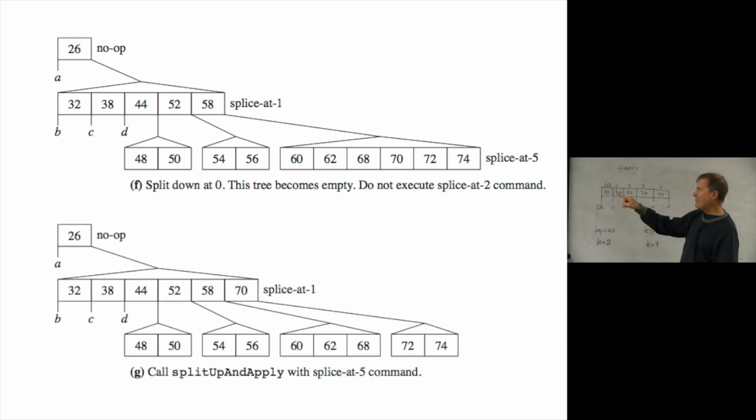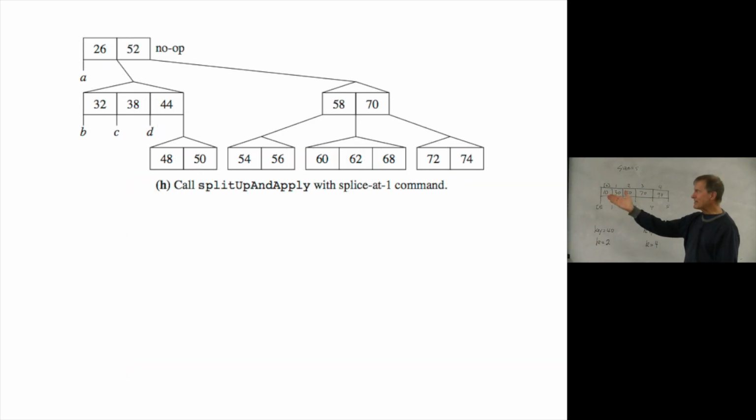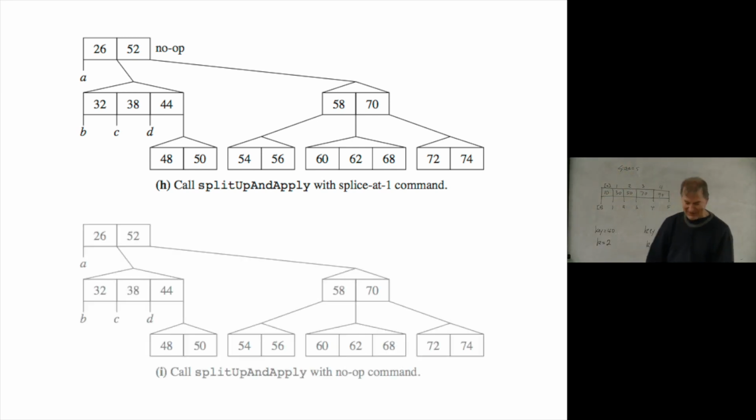And now what happens? Is this node too big? Yes. So 1, 2, 3, 4, 5, 6. 6 divided by 2 is what? 3. Data sub 3 is what? 0, 1, 2 is the 52. So what happens? It's going to go up. The 52 goes up. And now what happens? Nothing. Well, we still have to do the no-op, but anyway, there it is.